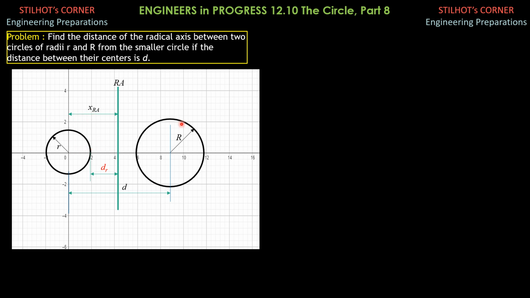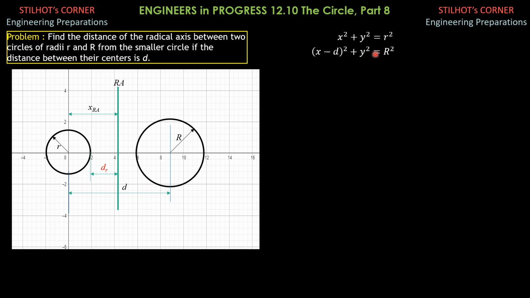So that's the plan. The equation of the circle with center at the origin and radius small r is x squared plus y squared equals small r squared. While the equation of the circle with center here, at small d comma 0, is quantity x minus d squared plus y squared, because the y coordinate of the center is 0, equals big R squared. So quantity x minus d squared plus y squared equals big R squared.